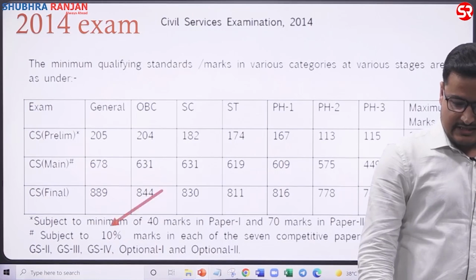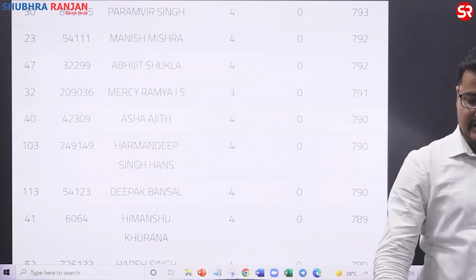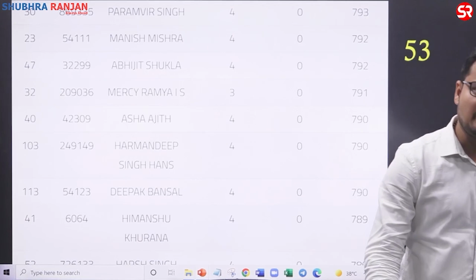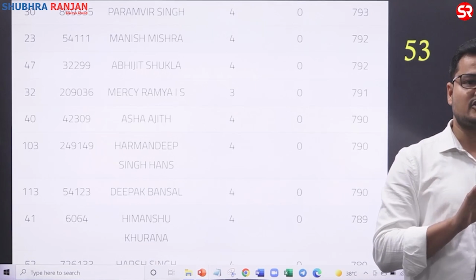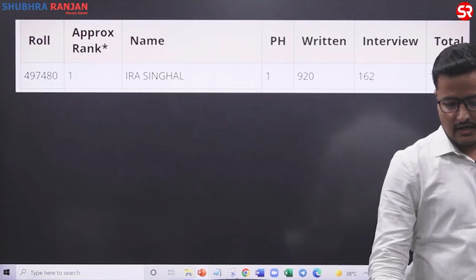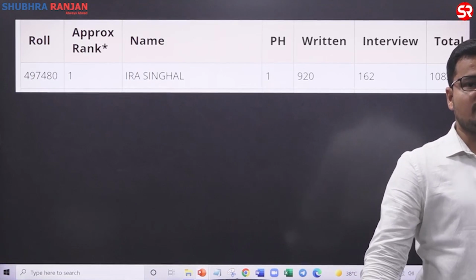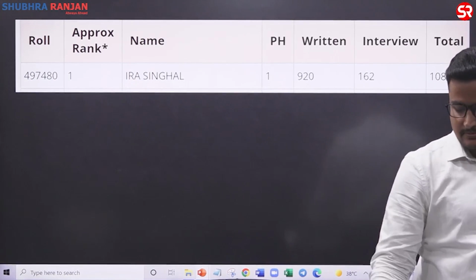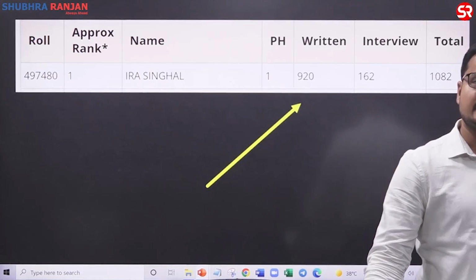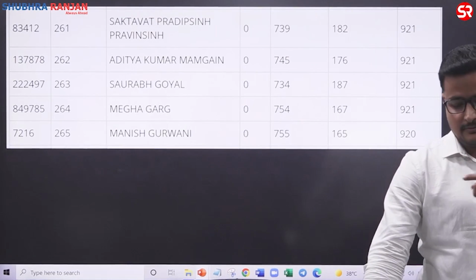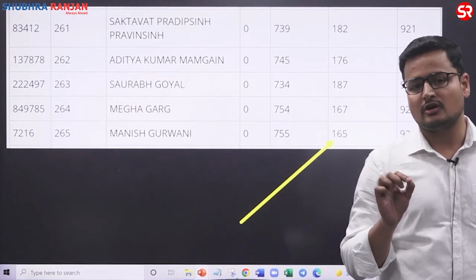Now this is the list of the people who got 789 and above in the mains. That means 53 people ensured their selection just after the mains, that they will be getting at least 100 in the interview. That means their selection was final on the day of the mains itself. Ira Singhal got 920. This means even if she had been absent from the interview, abstaining the way we abstain from the UNSC discussions, she would still have been selected because she has 920 marks. Not only would she be selected, her rank would also be 165. So this is how mains can ensure that you are in the list.